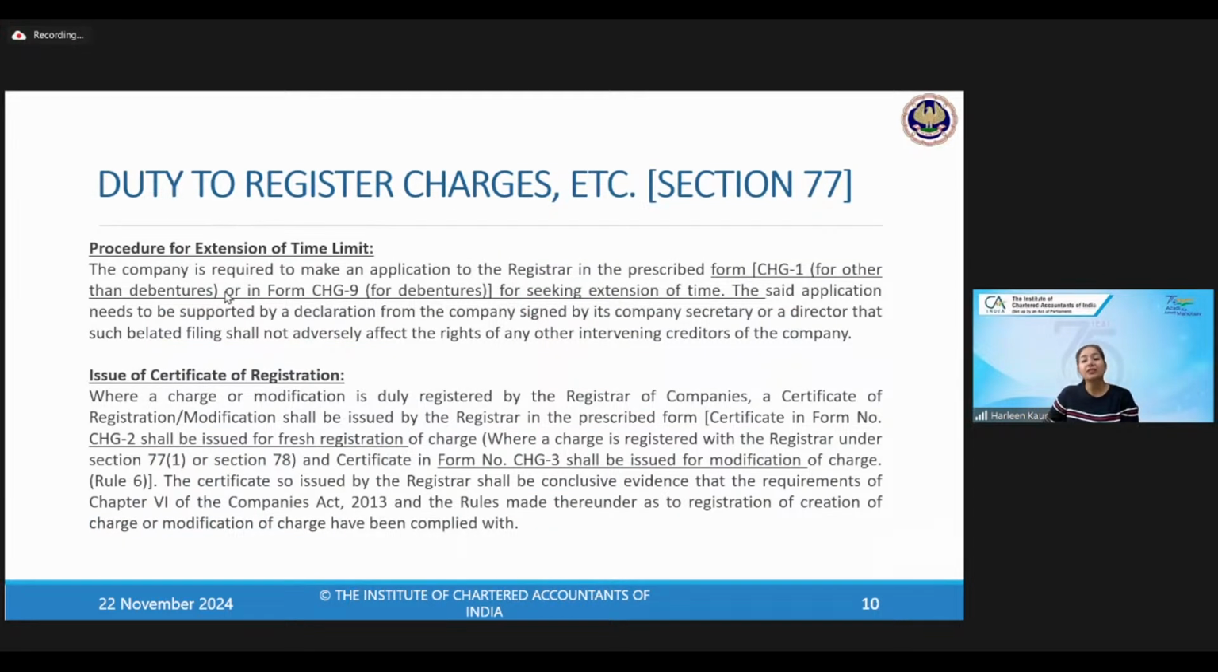Now, procedure for extension of time limit. So we file CHG 1 for debentures or for other creations. Yes, Khushbu, absolutely correct. So CHG 1 is used for what, children? Debentures or for others? Hurry up, tell me.